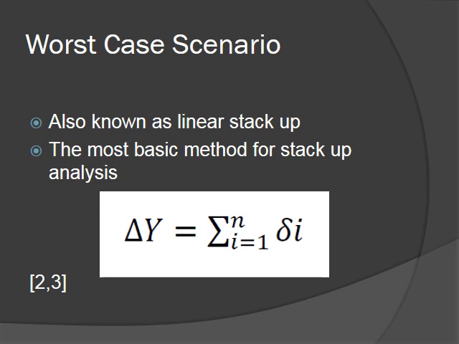The worst case analysis method is also known as a linear stack-up method, and it's the most common and most basic method for predicting the effect of individual tolerances on the whole assembly. In this method, tolerance analysis is done by assuming that all of the individual tolerances occur at their worst limits and dimensions simultaneously. And then that's expressed by the equation that you see on the screen there, where n is the number of constituent dimensions in the dimension chain, and delta i is the tolerance associated with the dimension. Now this approach is most applicable when the volume of the production is going to be very small and 100% of the production run has to be accepted.